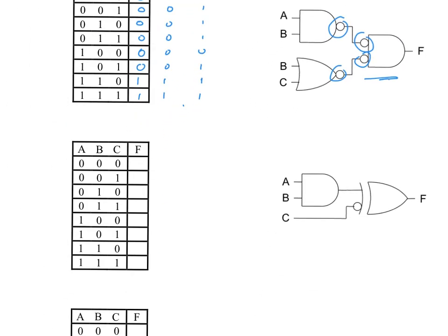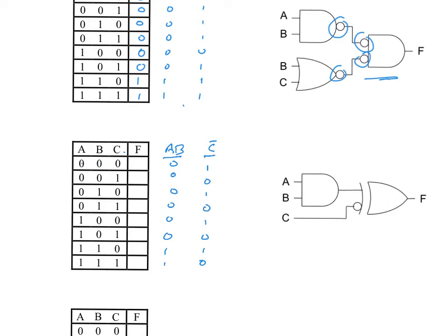Okay, so we'll come down here to the second problem, and we have A, B, and C. So we have A ANDed with B and then NOT C, and then we're going to XOR those together. So A ANDed with B, we get 0, 0, 0, 0, 0, 0, 1, 1. And then NOT C, we're just going to invert the C column here. So we'll have a 1, 0, 1, 0, 1, 0, 1, 0. And then we're going to XOR those together.